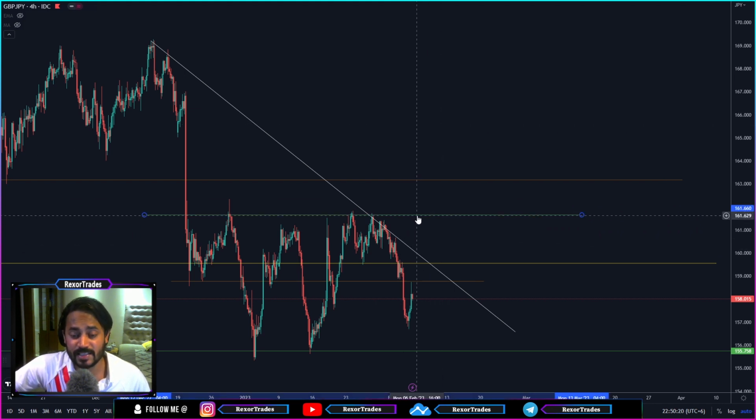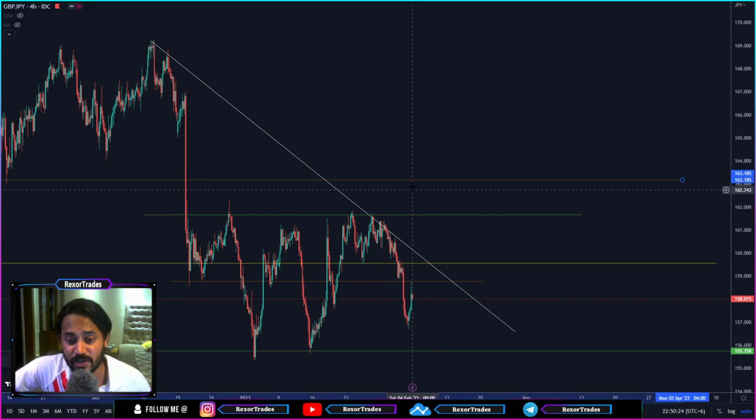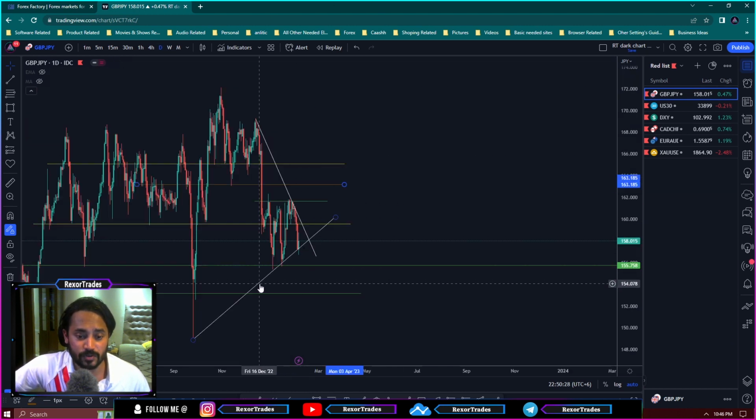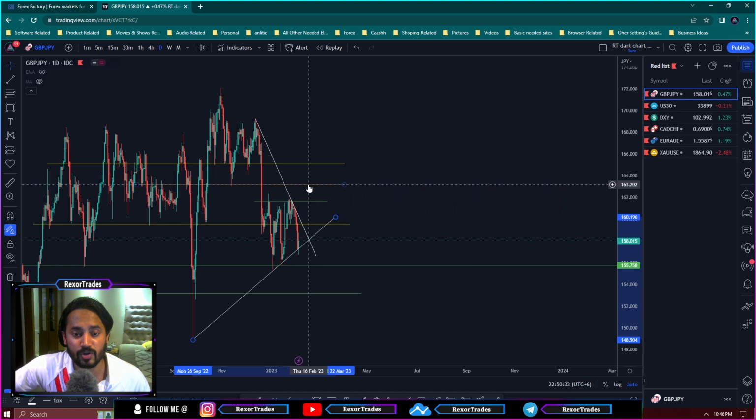And in that case, if it even makes a break and close above this key level, then this is the next key level where we expect GBPJPY to continue pushing up to while moving in respect to this higher time frame uptrend line to come all the way up, creating new low, higher high to make a retest on this key level over here.